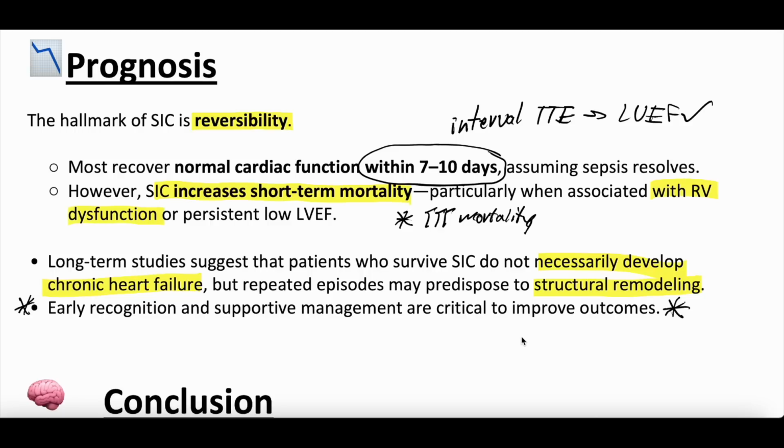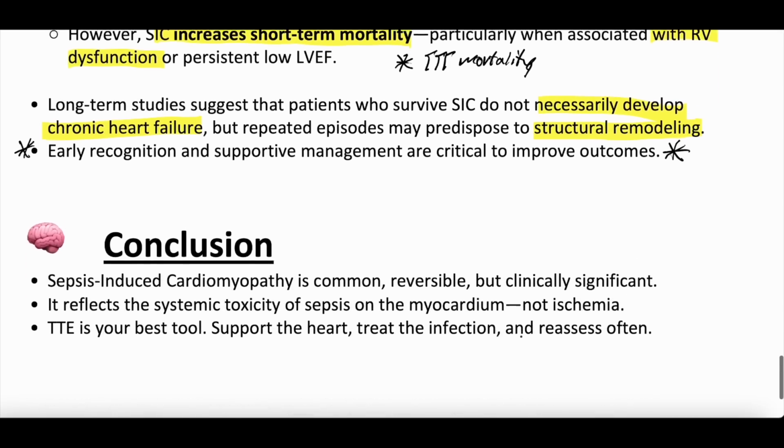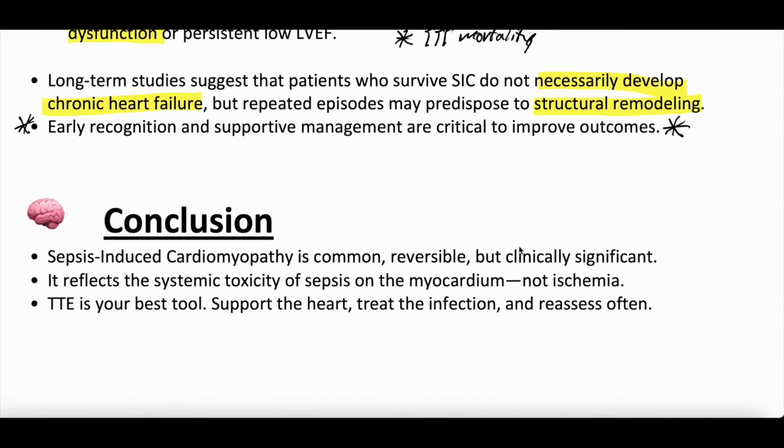So, in conclusion, sepsis-induced cardiomyopathy, it's common, it's reversible, but it is clinically significant and it does increase mortality and it is incredibly hard to manage. It reflects kind of the systemic toxicity to the myocardium. This is not thrombotic ischemia. This is not coronary occlusion. This is kind of systemic global hypoperfusion and direct injury to those myocardial cells.